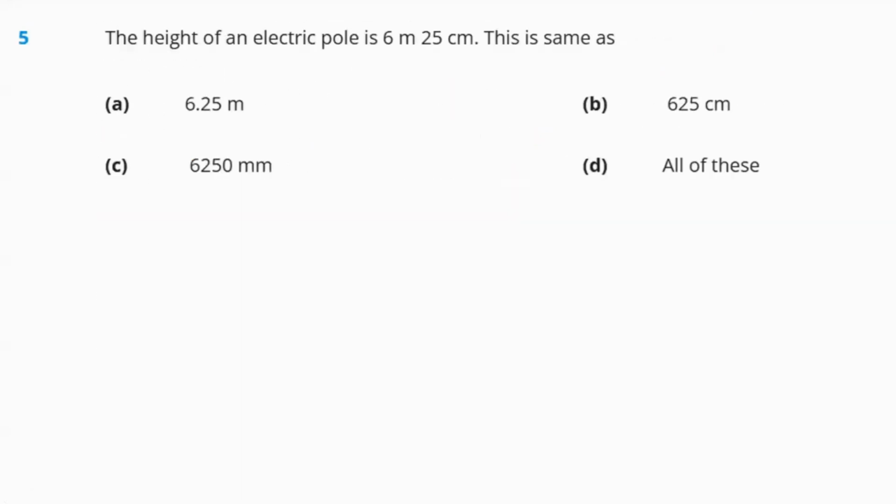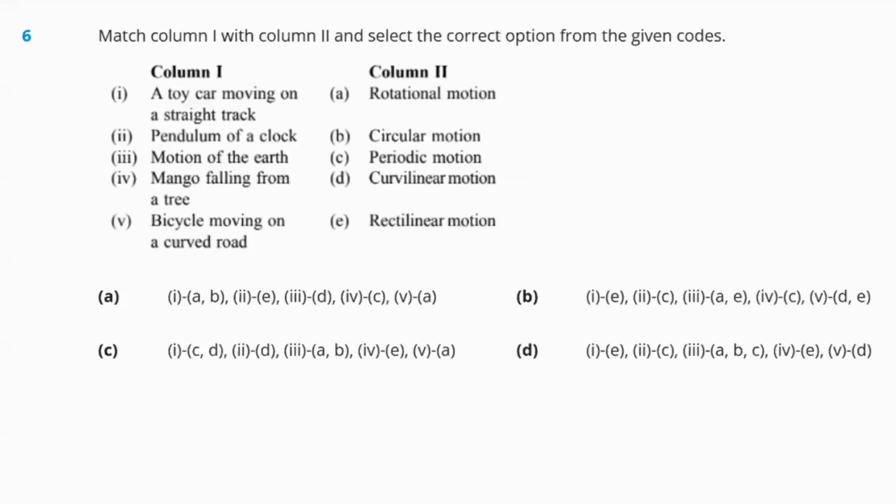Question number 5. The height of an electric pole is 6 meter 25 centimeter. This is the same as 6.25 meter. We can write it as 625 centimeter. We can write it as 6250 millimeter. Our answer would be all of these.